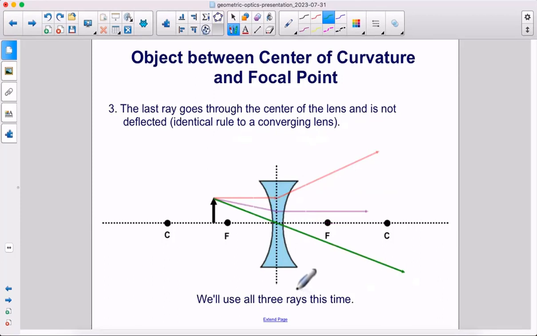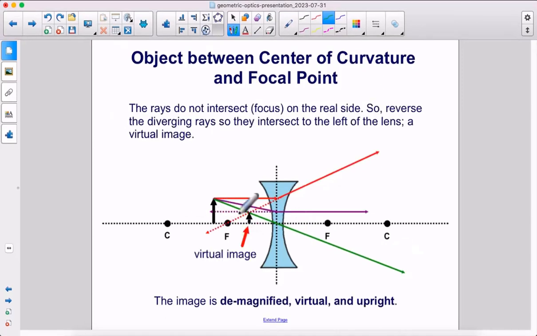We'll use all 3 rays this time. The last ray goes straight through the center of the lens. Once again, the rays do not converge on the real side of the lens, but if you dash back all the diverging rays, they form an image here. And you can see that image is larger than it was when the object was really far away. But the image is demagnified, virtual, and upright.